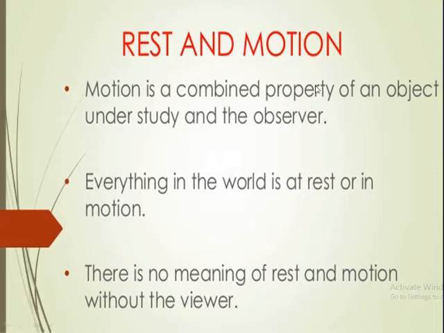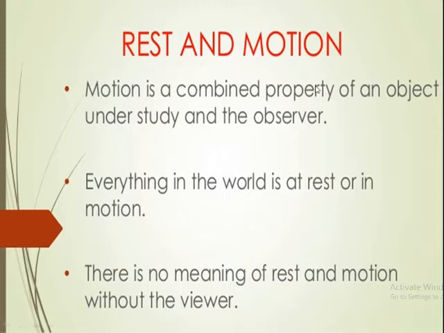As you are seeing on the screen, motion is a combined property of an object under study and the observer. So what is motion and what is rest? A body is said to be in motion when it changes position with respect to the surrounding. A body is in motion when it changes position under the study and the observer, means when it changes position with respect to its surrounding.